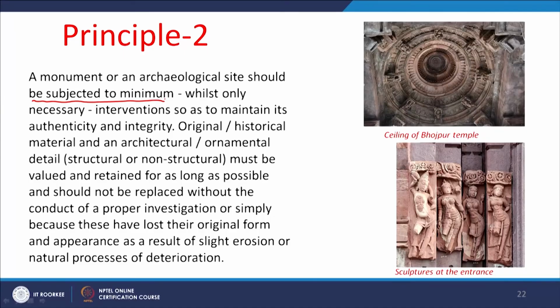Similarly, in principle 2, a monument or an archaeological site should be intervened with minimally, as the Australian records also talk about, so as to maintain its authenticity and integrity. And you can see here in Sanchi that whatever you have replaced has to differ slightly, it has to show what has been restored. And here, the ceiling of the Bhojpur temple, I think they have made some kind of restorations, which has to clearly tell the audience that yes, this has been modified. And for that, one has to do a thorough investigation.